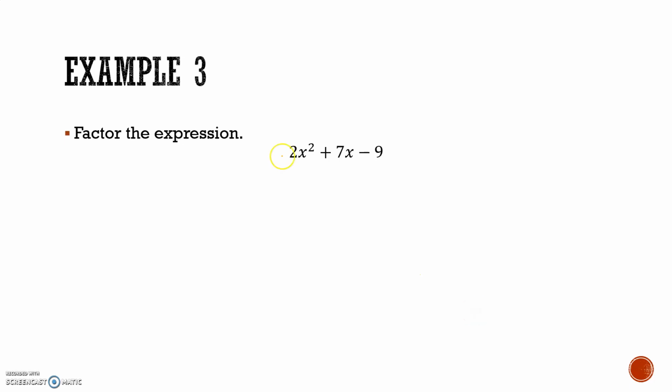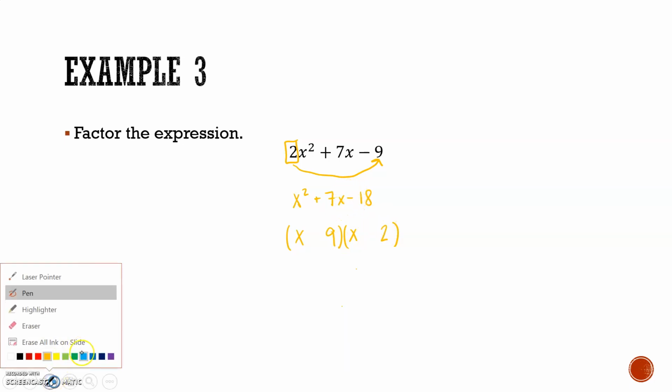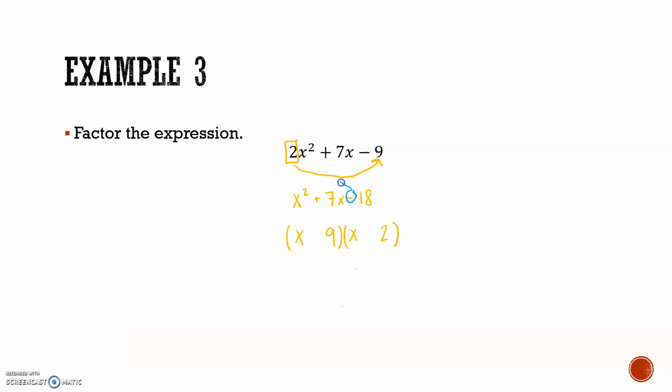So hopefully what you did was to multiply the 2 by the negative 9 to get negative 18. And then parentheses, x and x, multiplies to 18, subtracts to 7 would be 9 and 2. This sign here tells me that they are going to be different signs. And this sign right here is going to go with the bigger number. 9 is bigger than 2, so the plus goes here. And then the minus goes with the 2.